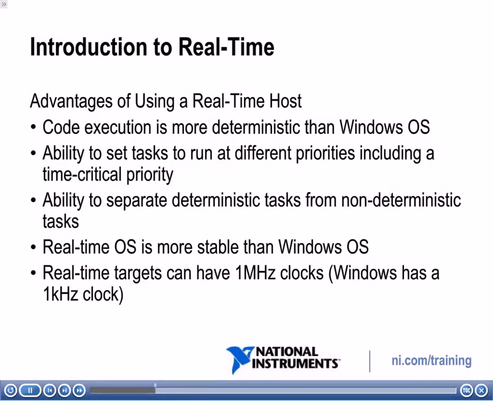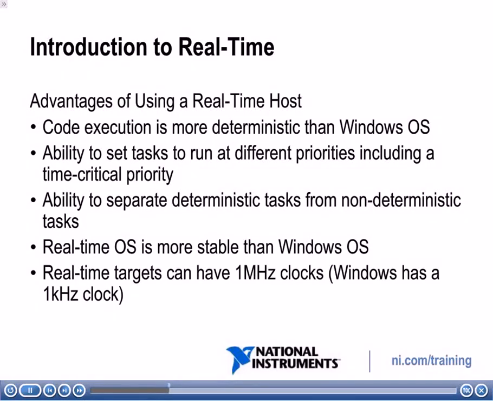Also, you get the ability to set tasks to run at different priorities, including a time-critical priority. That ability allows you to separate deterministic tasks from non-deterministic tasks in your application. So if you have some critical code, you can make that into a deterministic task and have that running at a very high priority.